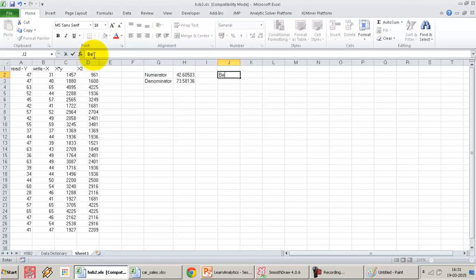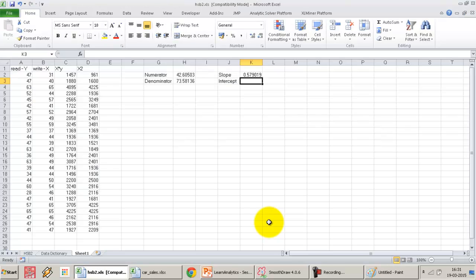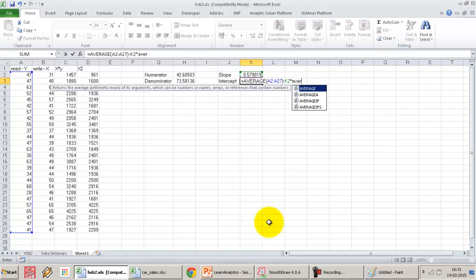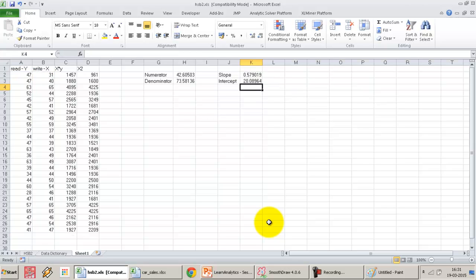So beta 1, or the slope, is equal to numerator divided by denominator. That comes out to be about 0.579. I need to calculate the intercept as well now. The intercept is nothing but y bar minus beta 1 x bar. So y bar is the average of y, minus beta 1, which is the slope, into the x bar, which is the average of the x variable. And that comes out to be my intercept.